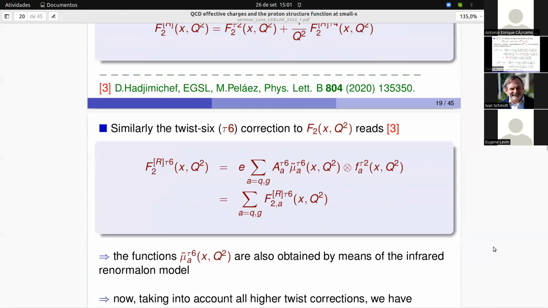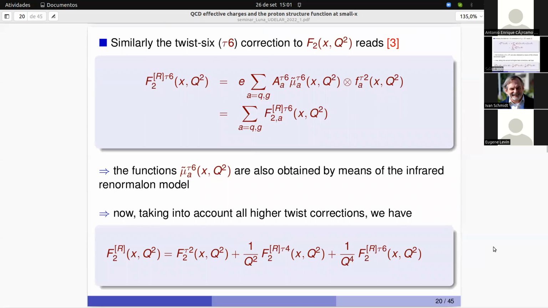We have done this in 2012, and we have seen that in the same way twist 6 can be incorporated using the same idea. Now we again have a convolution between things that we know very well from the leading twist and the terms that have to be calculated in twist 6. Again, this kind of function can be obtained using the infrared renormalon model. So finally we are able to calculate all these terms up to twist 6.